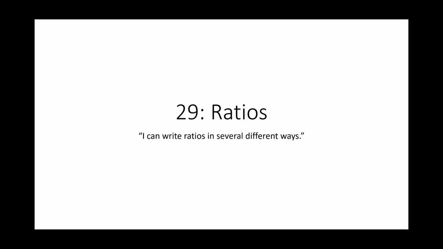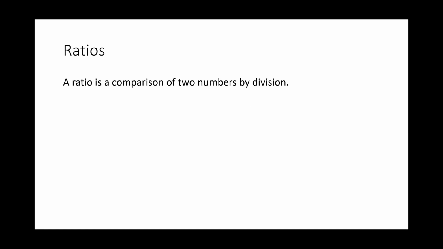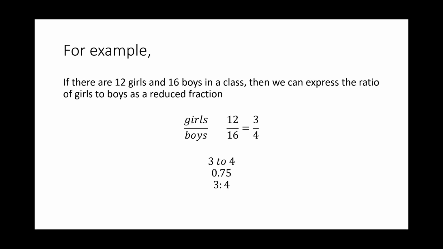Next, we're going to talk about lesson 29, about ratios. Our objective is that I can write ratios in several different ways. Ratios are a comparison of two numbers by division. By that, I mean, for example, if there are 12 girls and 16 boys in a class, then we can express the ratio of girls to boys as a reduced fraction.